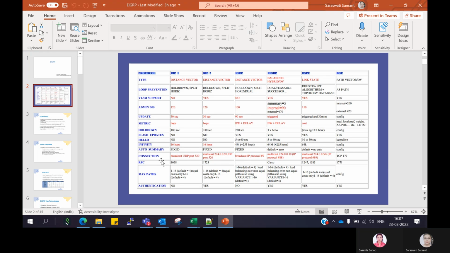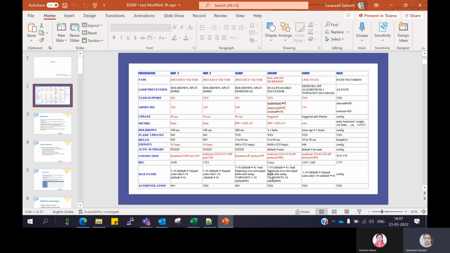Connection, it uses multicast address to propagate its update across the network, 224.0.0.10. It uses IP protocol number 88. Those are the things that you need to mark, you need to memorize. It is Cisco proprietary.